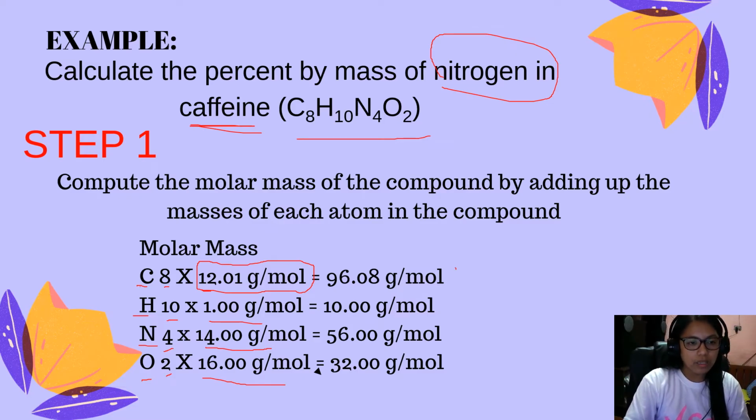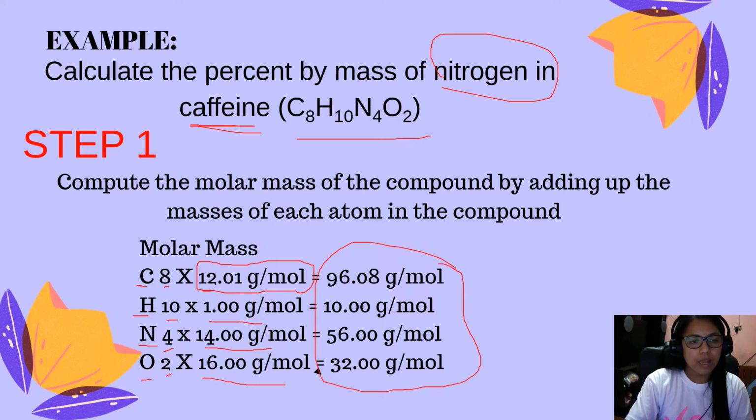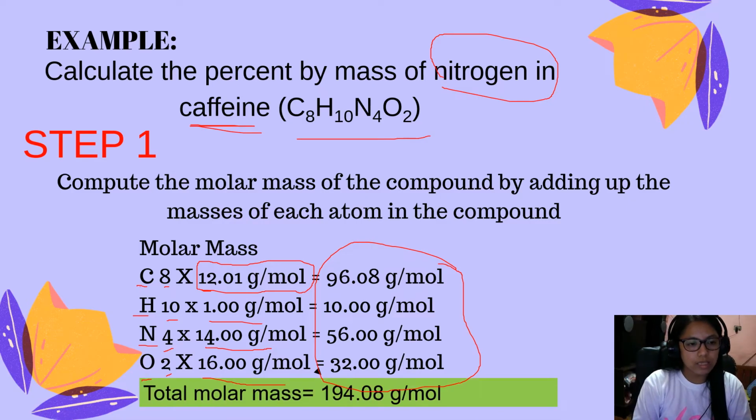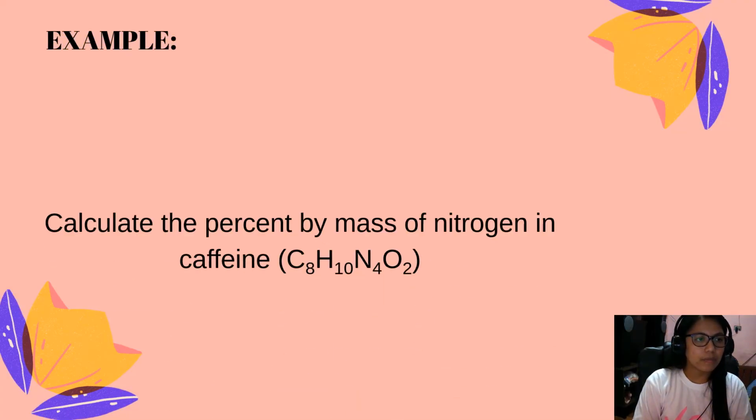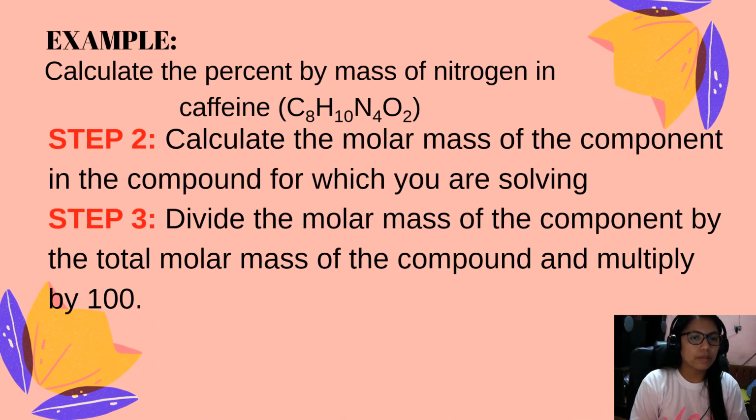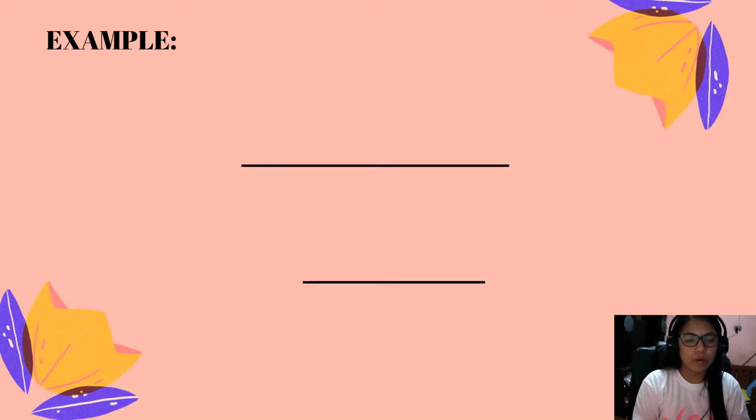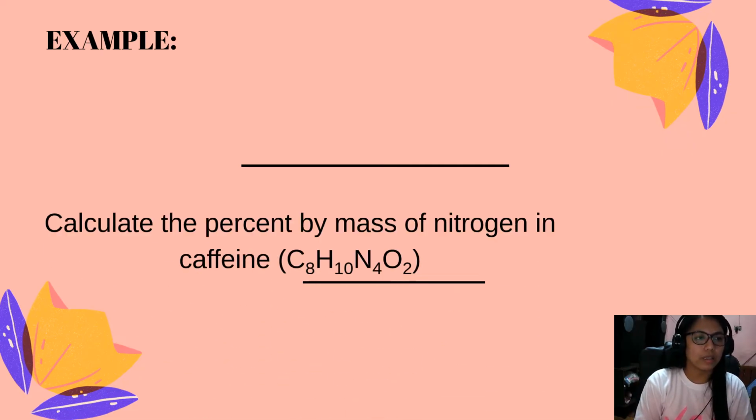So, after you identify o makuha ang product ng bawat element, you're going to add. Pagsasamahin ninyo sila. You're going to add this product. So, the answer will be 194.08 gram per mole. Okay? Step 2, calculate the molar mass of the component in the compound for which you are solving. And step 3, divide the molar mass of the component by the total mass of the compound, then multiply by 100.